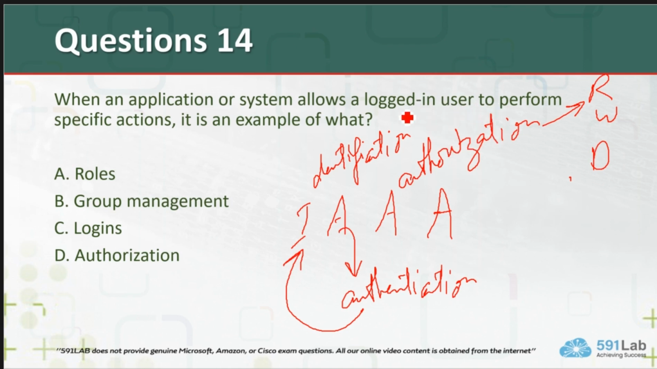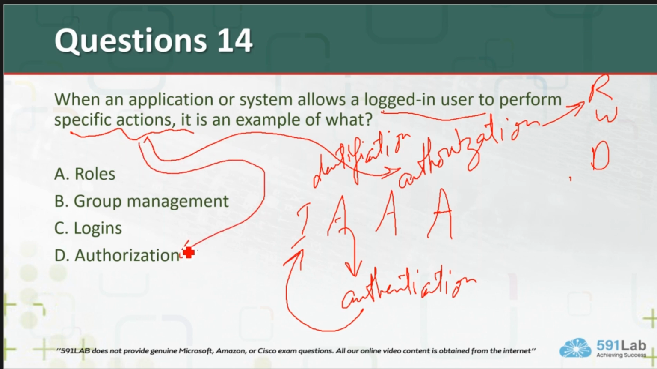So you are a logged in user, and you want to perform specific actions. Specific actions have to be authorized for you to do that. So in this case, this is actually an example of authorization.